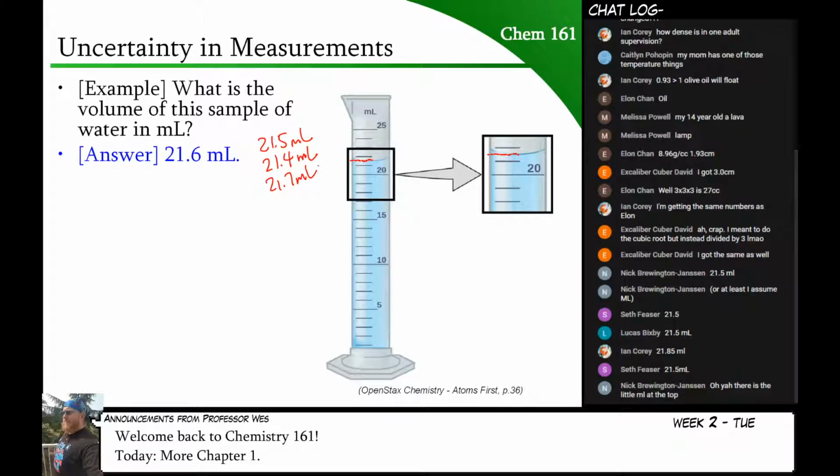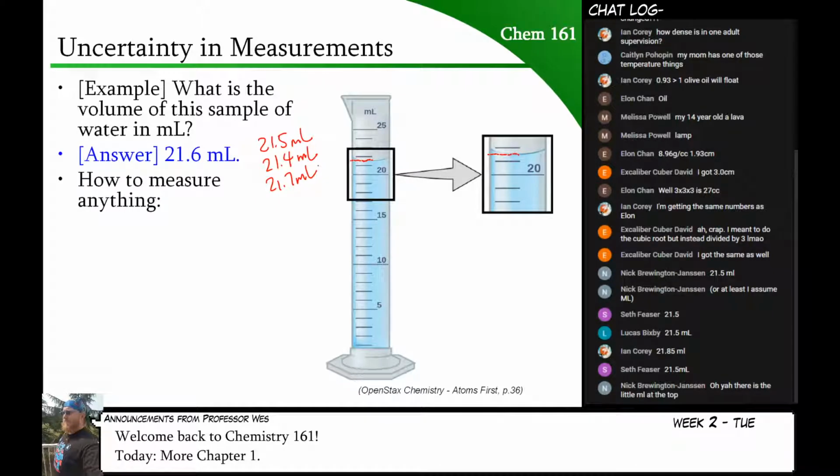And we would not write 21.9, because that's way too close to the top line. So we can exclude some numbers, like 1, 2, 8, 9. Those are probably out, but there are a bunch of other options that are pretty valid for this tool.